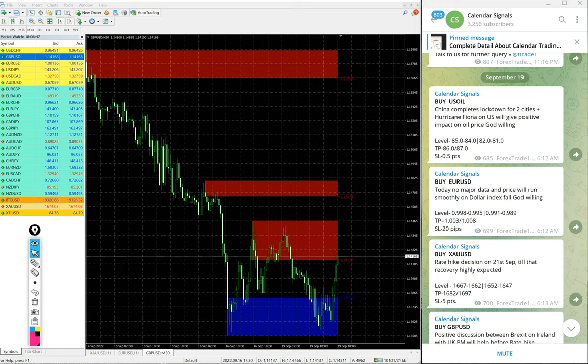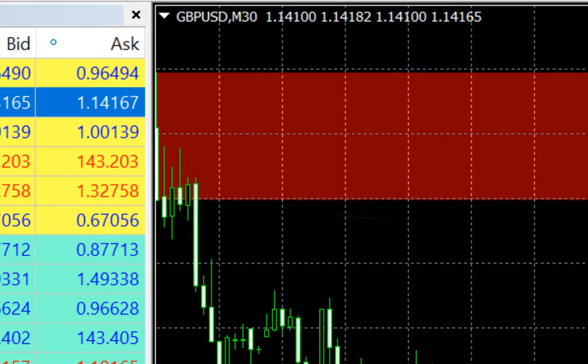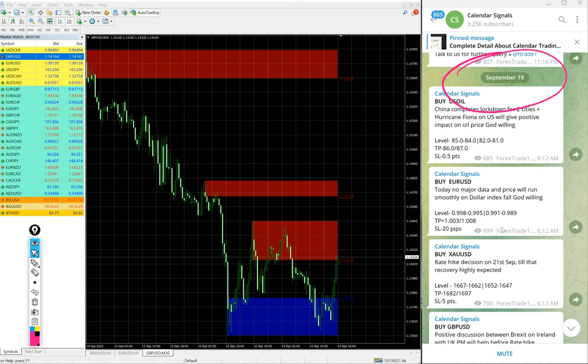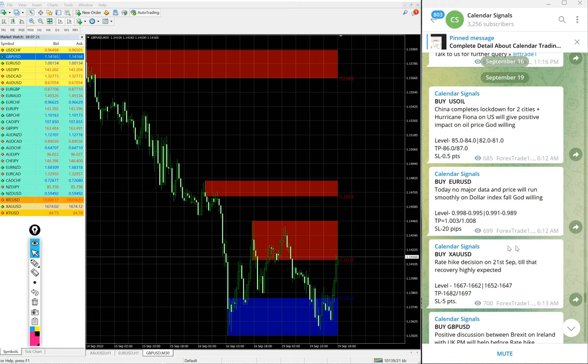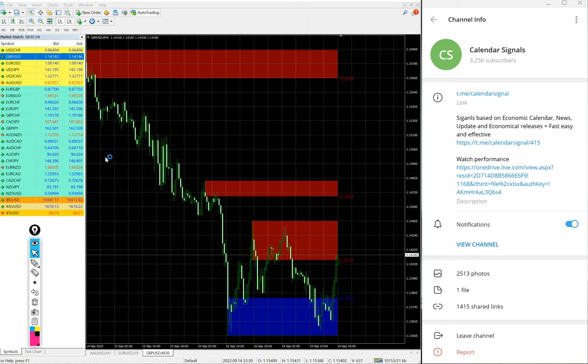Today we are going to show you the performance of our today's calendar signals. Today is September 19. You can see the date pop up on our Telegram channel. Today we gave buy USOIL, buy EURUSD, buy gold, which is buy XAUUSD, and buy GBPUSD. These four signals we gave today, and all these signals were posted on this free channel.